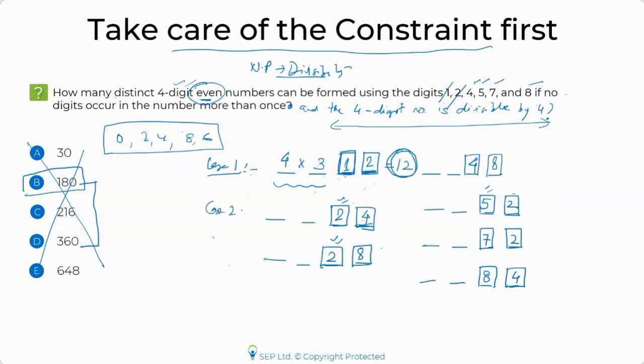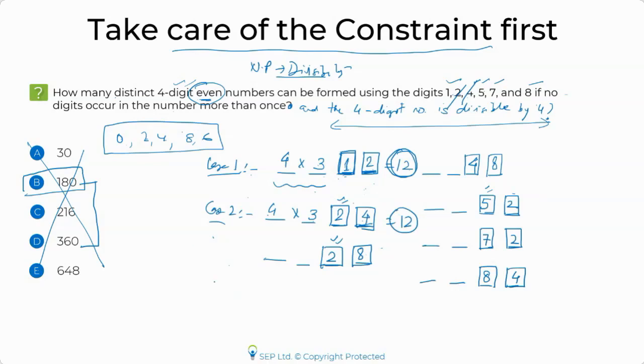Now, logically, you don't need to solve the others. All of them are going to be 12 only, because think about it. If you fix 2 and 4, you still have 4 digits with you. So this is also going to be filled in 4 ways, and this is also getting filled in 3 ways. So this will be 12. So all of these would be 12.